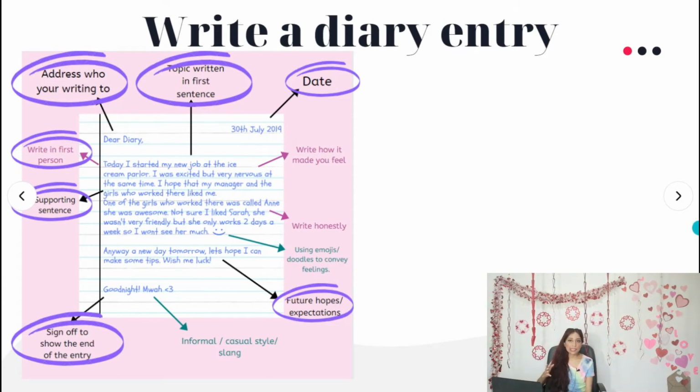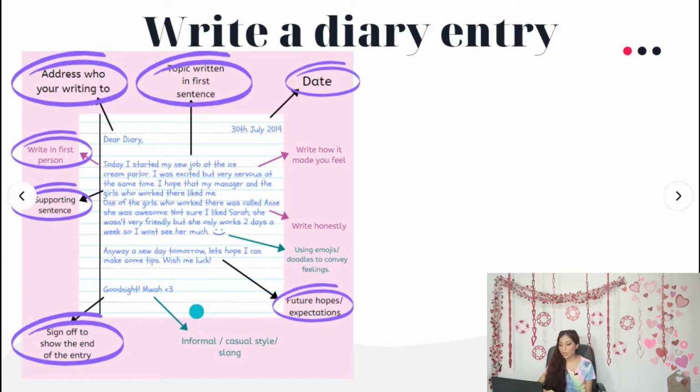Okay, because it's a diary, you need to write positives. Some people don't do it this way. But we're going to see it later, because in this unit we are talking about the future. So for that reason, we are talking about expectations. And at the end of the diary entry, you need to sign off to show the end of your entry. So it's like saying good night, love you, see you soon, bye.